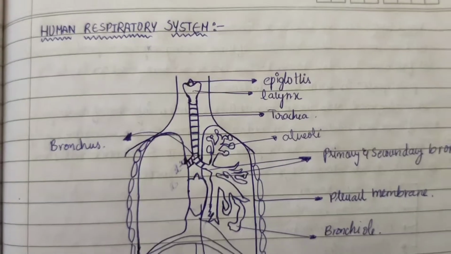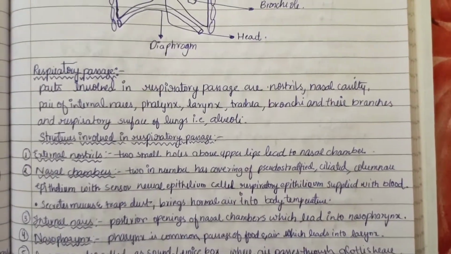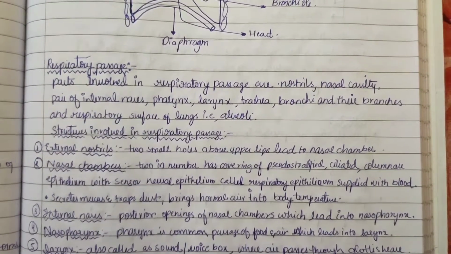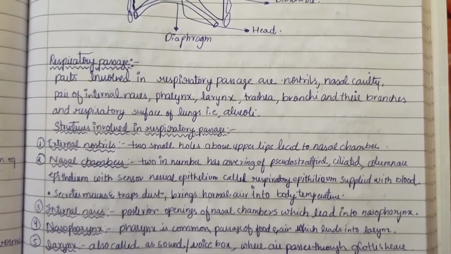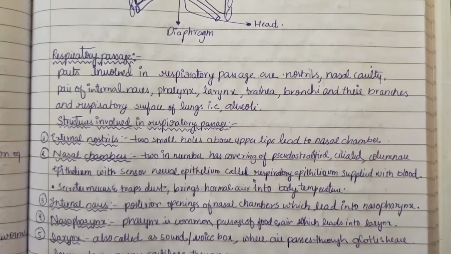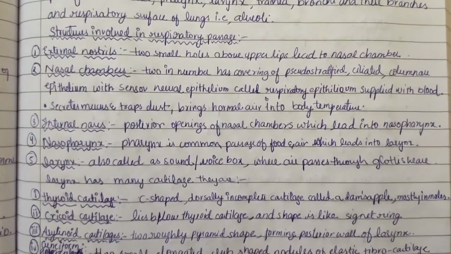Human respiratory system, here you can see the diagram. Now, respiratory passage. The parts involved in the respiratory passage are nostrils, nasal cavity, pharynx, larynx, trachea, bronchi and their branches, and the respiratory surface of lungs, that is alveoli. Now, structures involved in respiratory passage.